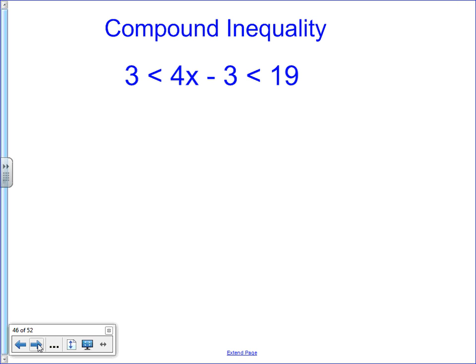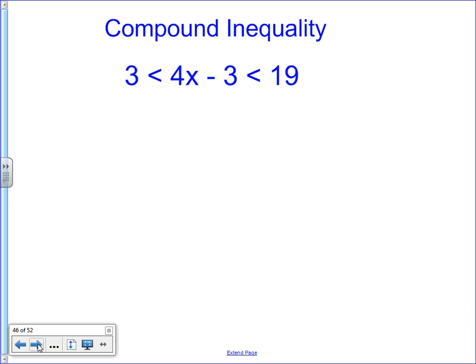So 3 is less than 4x minus 3 is less than 19. You see two inequality symbols. It essentially is the combination of two separate inequality statements. Because those signs are going in the same direction and the part in the middle is the same, we can solve this as if it has three sides, three parts, instead of a left and a right like normal equations. So whatever I do to one of them, I have to do to all three. Some of you may not have ever solved one like this. Hopefully you got it written down by now, and let's look for x.